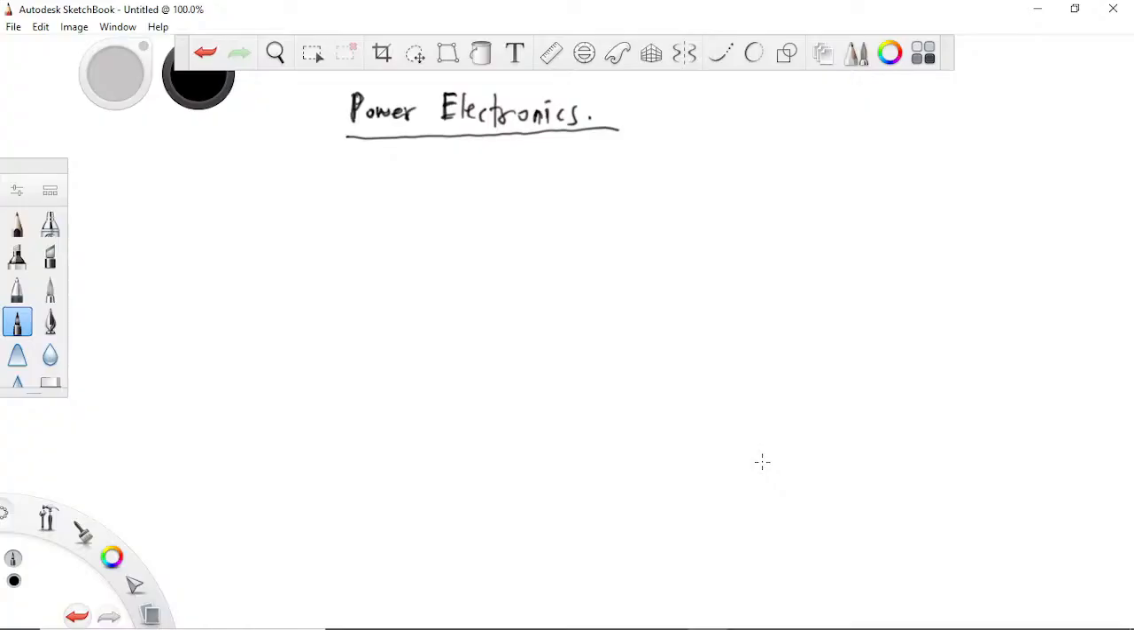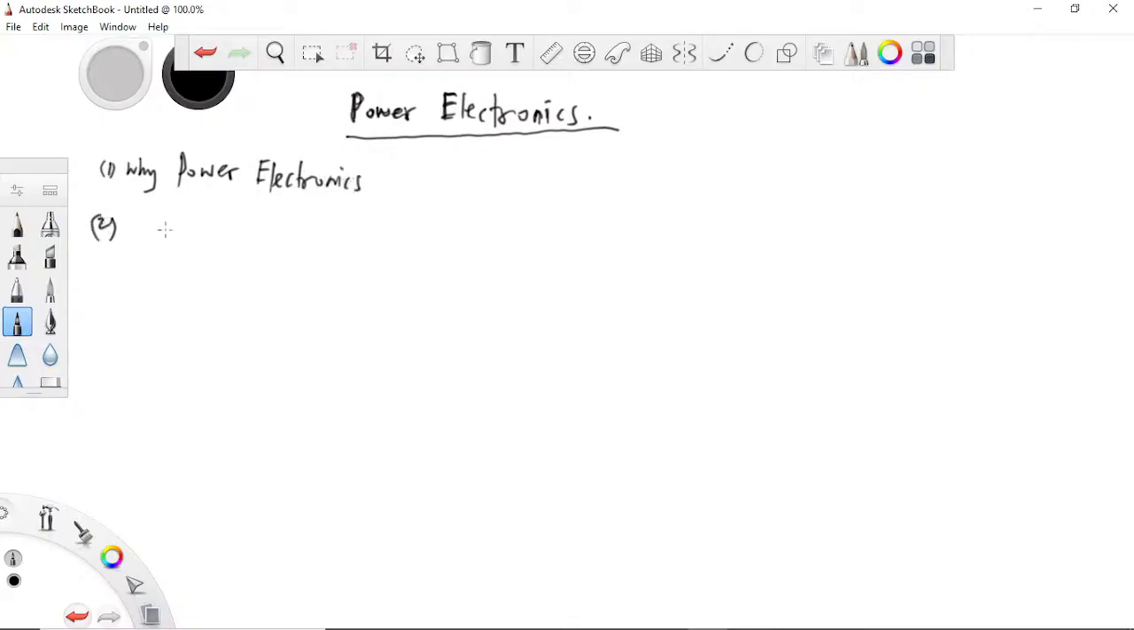We'll do some today and continue tomorrow, God willing. So what are we looking at today? We'll be looking at why power electronics. That's what we'll start with.